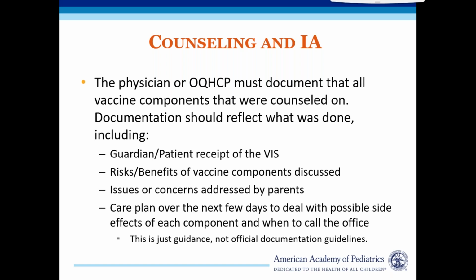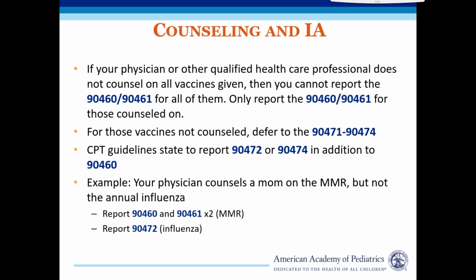And that includes the guardian or patient receipt of the VIS, the vaccine information sheet, the risks and benefits of the vaccine components, issues or concerns that were brought up by the parent or guardian, and a care plan over the next few days to deal with possible side effects of each component and when to call the office. Now, again, these are just guidances. They are not official documentation guidelines, but they're ways to be able to prove to the auditor that, yes, indeed, we provided appropriate counseling for each component.